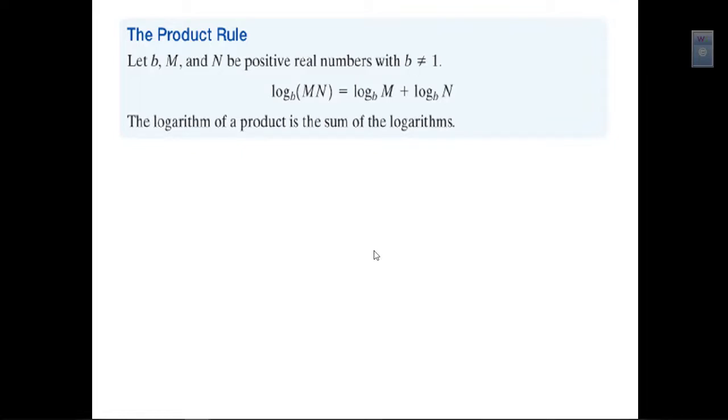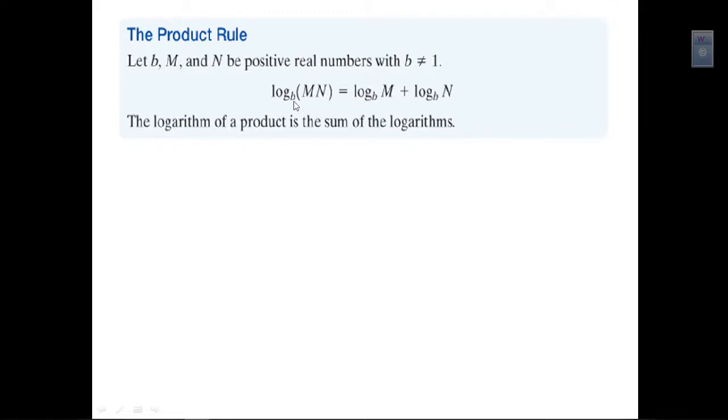All right, the first property we're going to talk about is the product rule. And it says, let b, m, and n be positive real numbers with b not equaling 1. In that case, the log base b of m times n is equal to the log base b of m plus the log base b of n. So what we can do is take this property here, the log of a product is equal to the sum of the logs of each one of those factors.